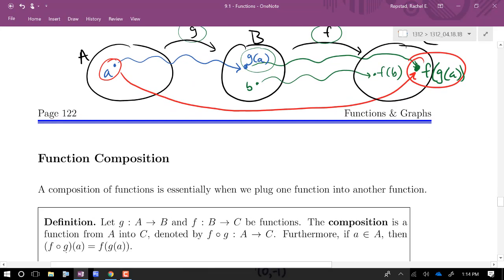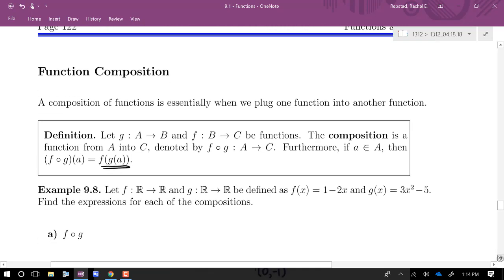That's what it says in this definition. So it says if G goes from A to B and F goes from B to C, the composition is a function from A into C defined this way. In particular, we use this little circle to mean composition. That's like F composed with G. But if I'm finding a composition, I always rewrite it this way: F circle G of A is the same as F of G of A. And this is the useful, computational way to think of a composition of functions.